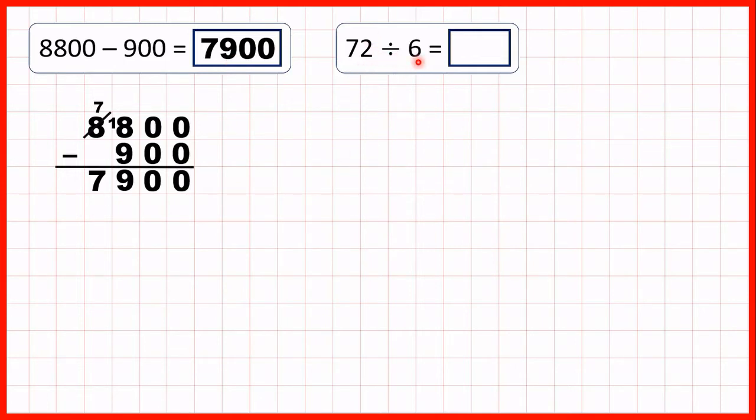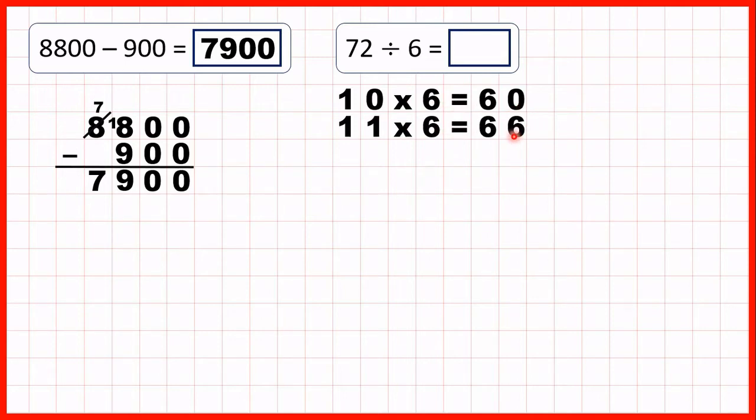72 divided by 6. Well, we know that 10 times 6 must be 60, because multiplying 10 by any number or any whole number, we can just put a 0 at the end. So then if we add another 6, we have 11 times 6, and then 6 more takes us to 72. So that must mean 12 times 6 is 72, which means if we use the inverse, 72 divided by 6 must be 12. So that's our answer.